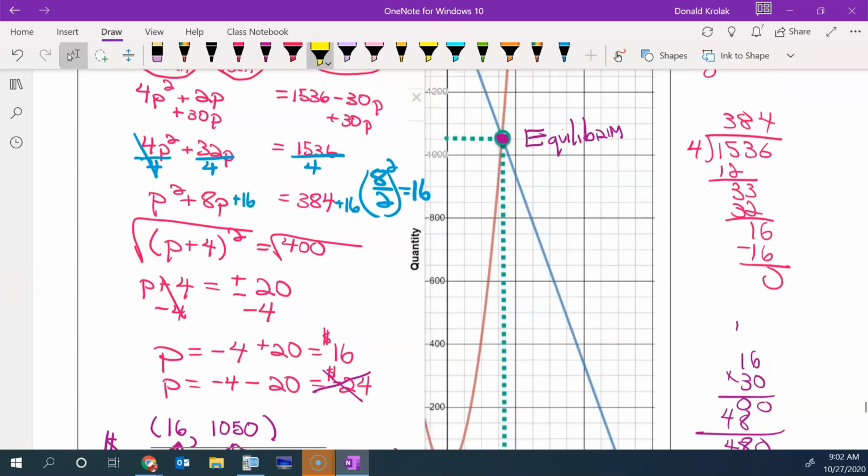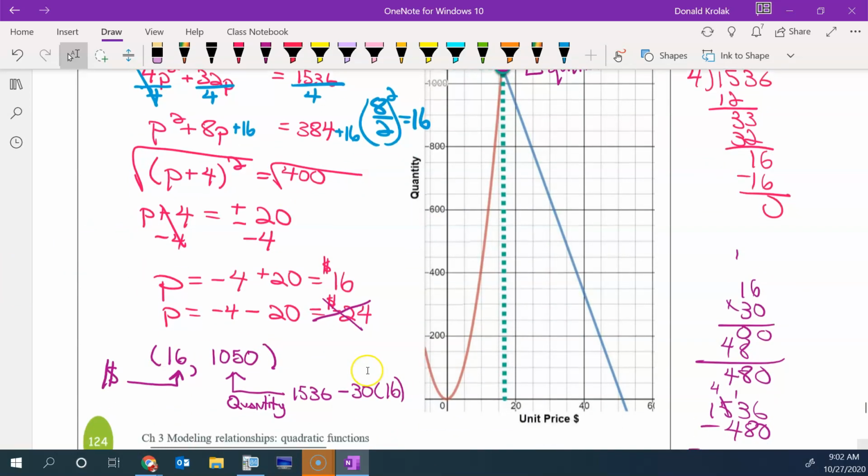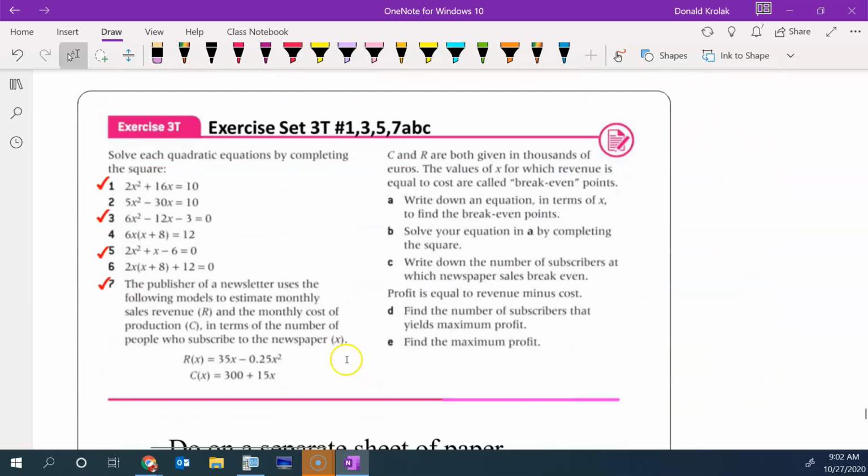Alrighty? Okay, so tonight, if you haven't started it already, you're doing these by completing the square. Now the last one is the same as what we just did, but it's talking about revenue and cost. So I'll just help you set it up.